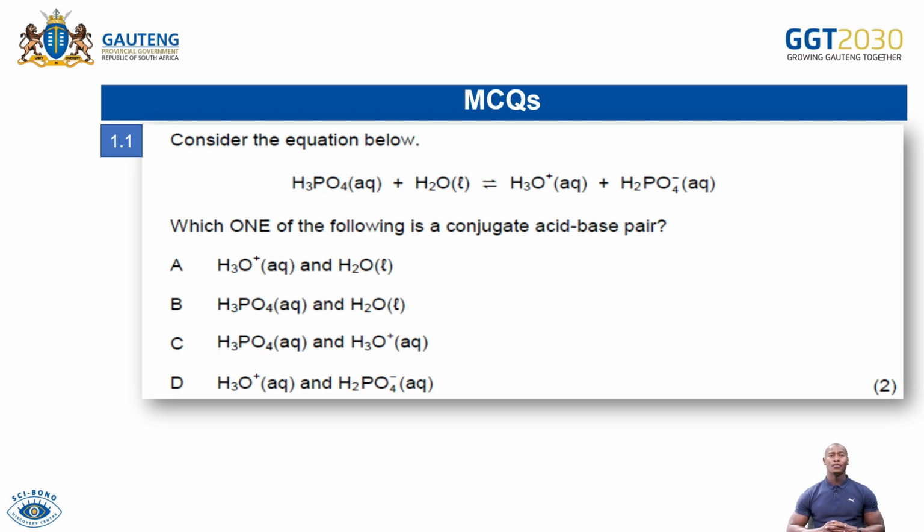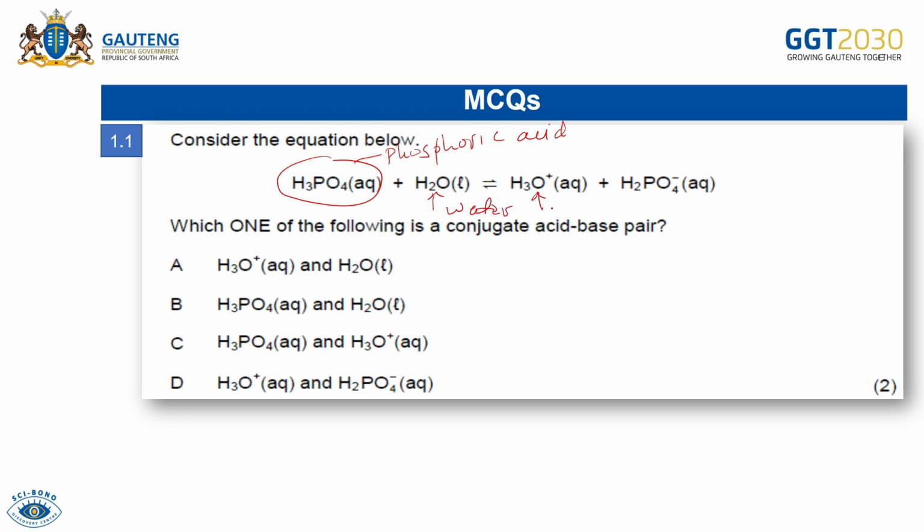Consider the equation below. We are having H3PO4 plus H2O to produce H3O plus plus H2PO4 minus, right? So before we focus on the questions, what is important here is to give the names of those substances in that reaction. We have H3PO4, which is what we call phosphoric acid. Okay, we have this one, which is water, right?